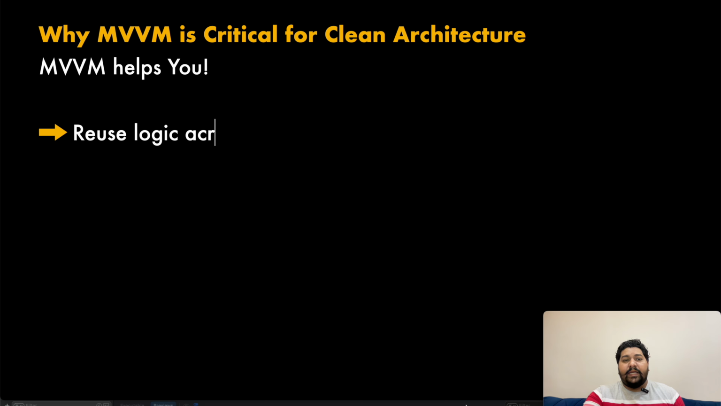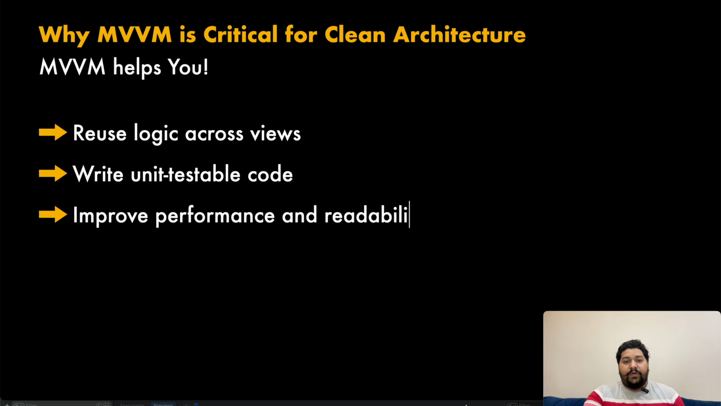MVVM helps you to reuse logic across views. Second, it will help you to write unit testable code. Third, and very important, it improves performance and readability of the code. For example, today you are working on a project in some company, XYZ company, and after a few months some other developer comes under you. You can't tell him or her every single line of code and how it is working, but if you are making your project in MVVM, then it will be very easy for them to read. They will be able to read it, implement it, and scale it easily. So that's why MVVM architecture is great in application development.